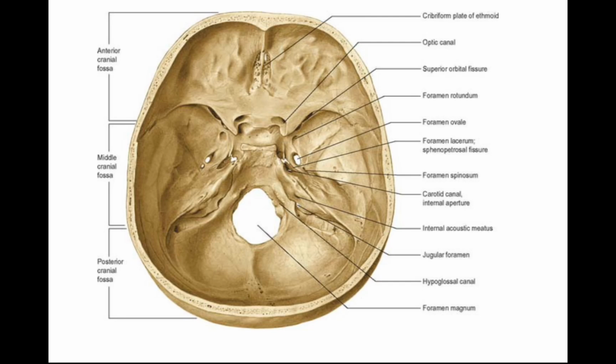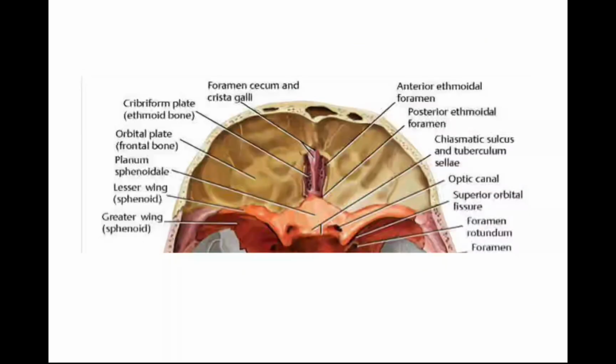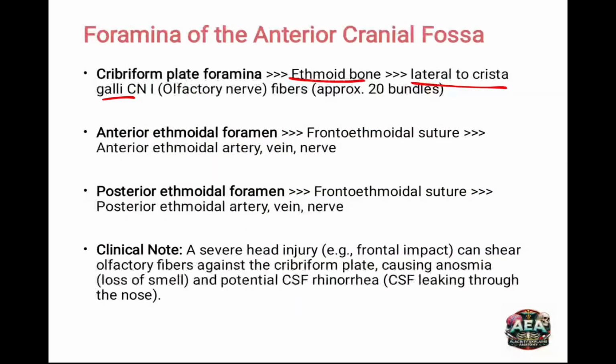This is the base of the skull. We have the anterior cranial fossa, middle cranial fossa, and posterior cranial fossa. We're going to be looking at these foramina according to these cranial fossas. For the foramina in the anterior cranial fossa, we have the cribriform plate foramen, which is located in the ethmoid bone and lateral to the crista galli. This is the cribriform plate on the ethmoid bone, and this is our crista galli. Lateral to it, we have our cribriform plate foramen.